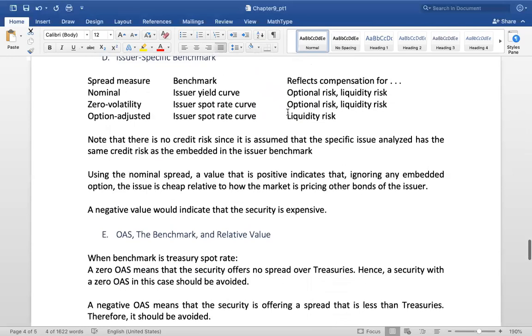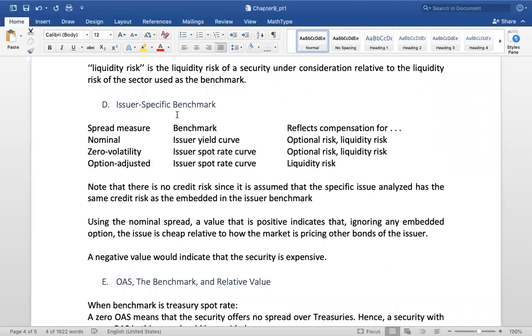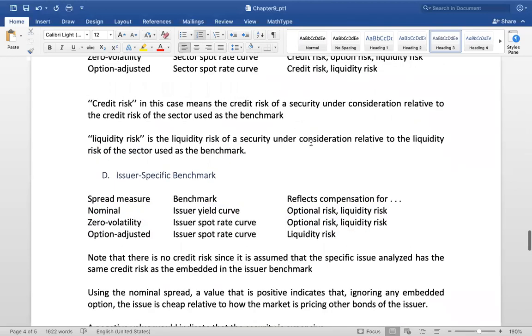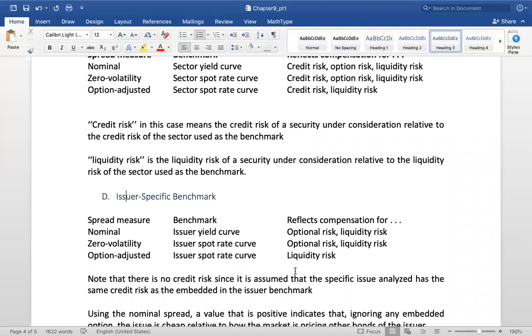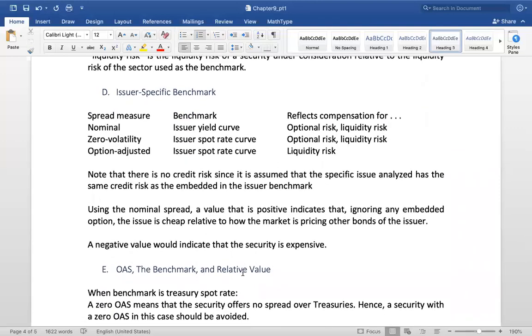However, when we switch to issuer specific benchmarks, and we talk about the nominal, zero volatility, and option adjusted spread for an issuer specific benchmark, then there is no credit risk, because we have already matched that with the issuer. So credit risk is assumed to be the same for the specific issue analyzed as that embedded in the issuer's benchmark. Using the nominal spread, a positive value indicates that, ignoring any embedded option, the issue is cheap relative to how the market is pricing it. Okay.